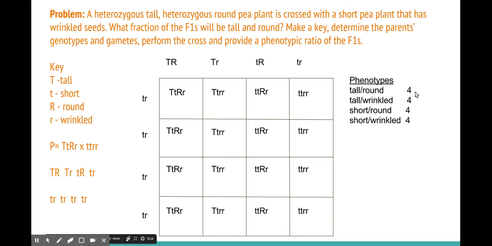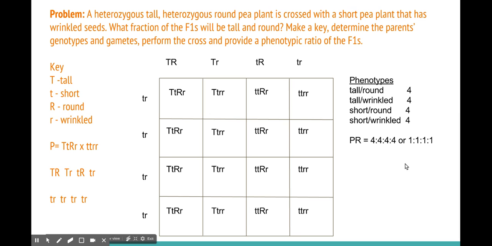So those are our phenotypes. 4 of the offspring in this cross were tall and round. 4 of them were tall and wrinkled. 4 of the offspring were short and round, and 4 of them were short and wrinkled. So because I have my phenotypes listed in this order, we would say that the phenotypic ratio is 4 to 4 to 4 to 4, which can be simplified to a 1 to 1 to 1 to 1.